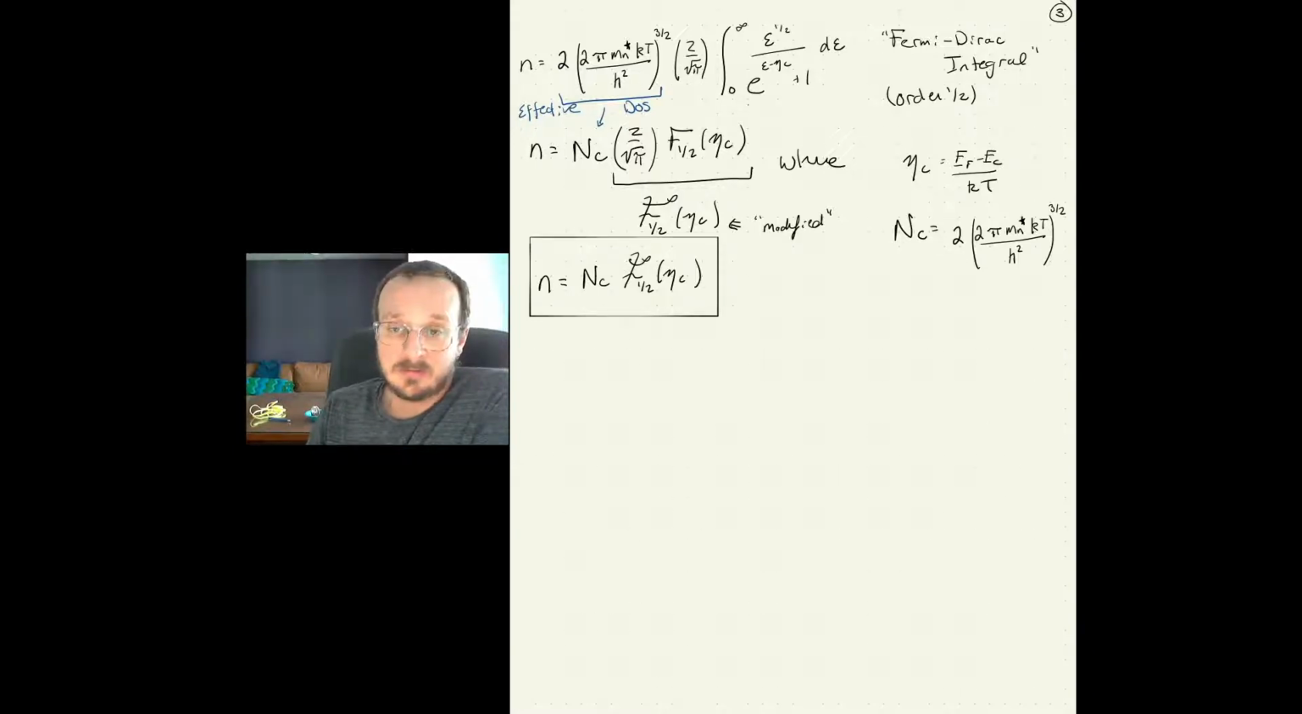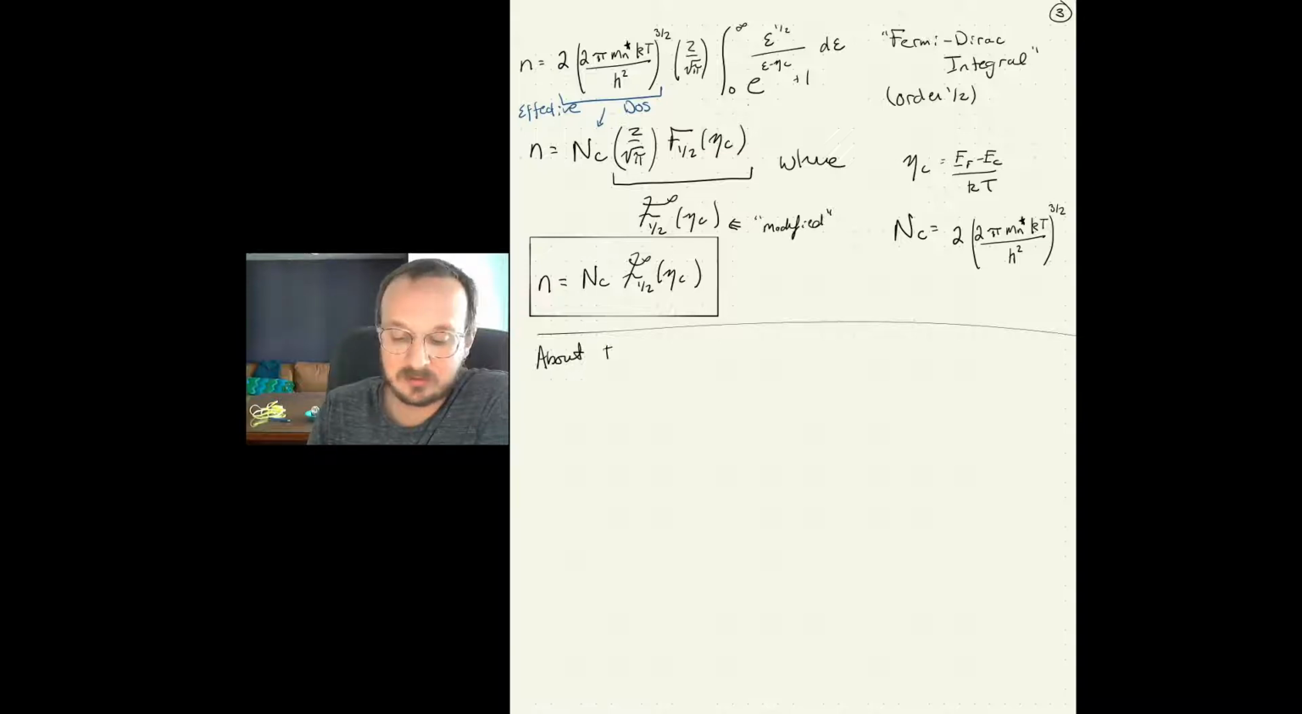And you can do the same thing for holes, but you use the valence band density of states and eta v, for example, for the effective mass and for the Fermi level relative to the valence band. I'll give you those equations at the end, but let's just look at the electrons. And now I want to tell you a little more about this Fermi-Dirac integral.